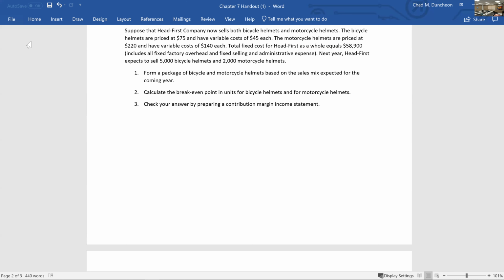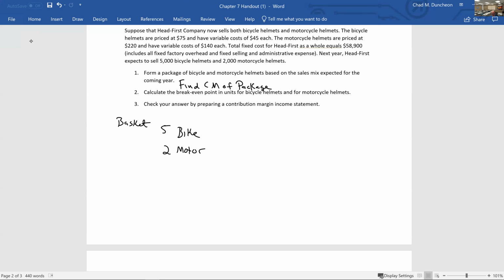So first thing we got to do is form a basket package, because I pulled it right out of the book, but basket by my terms. In my basket, if I'm going to expect to sell 5,000 bicycle helmets and 2,000 motorcycle helmets, I can cut that down to its simplest form here. I cut out all the zeros and say, every time I sell 5 bike helmets, I'm going to sell 2 motorcycle helmets. So my basket is going to be 5 bike, 2 motor. When we form this package, it doesn't say on here, but our next step is to find the contribution margin of this package.